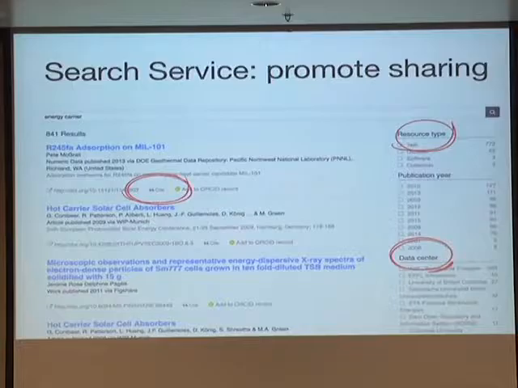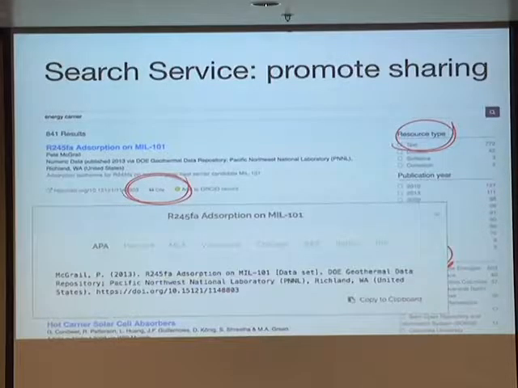We also have cite, which is a really important thing, as our name implies, DataCite, get it? We really think that this is an important way to make data part of the scholarly record. And so creating easy ways for people to cite their data and to be able to give people credit.